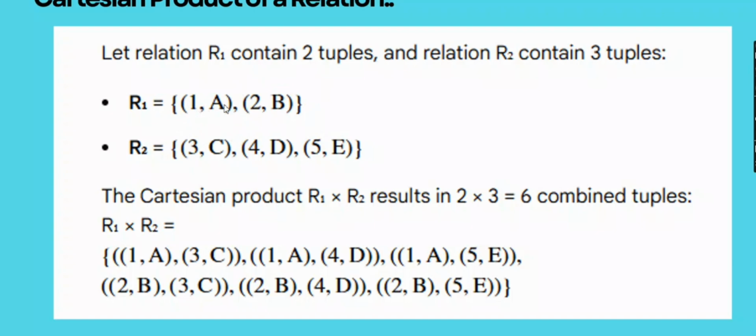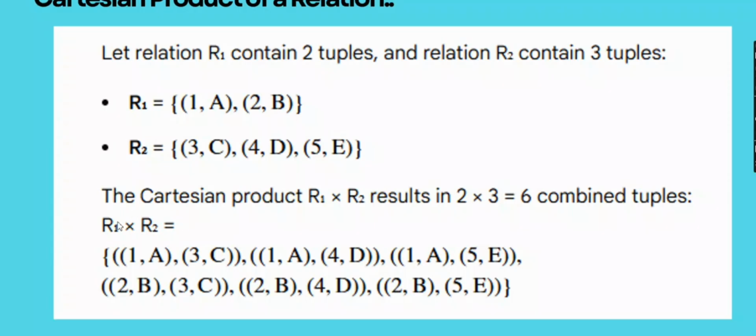Here, the tuple represents the total number of ordered pair values present in a relation. Can you follow? The total number of tuples in R1 is 1, A, which is one row, and 2, B, which is another row. Similarly, R2 contains 3 tuples: 3, C is one row, 4, D is another row, and 5, E is another row.